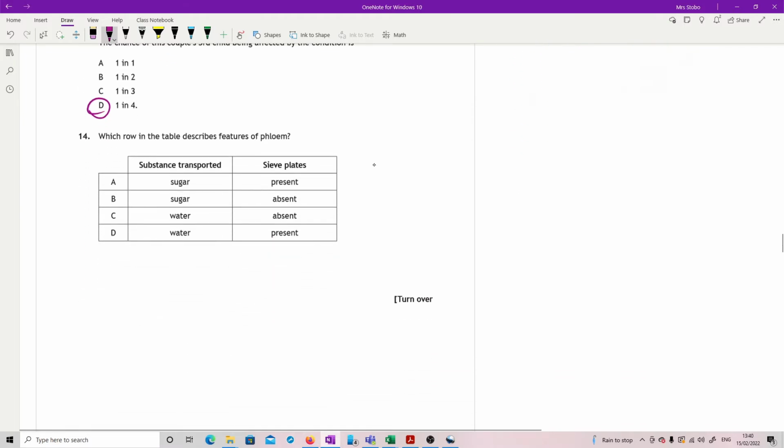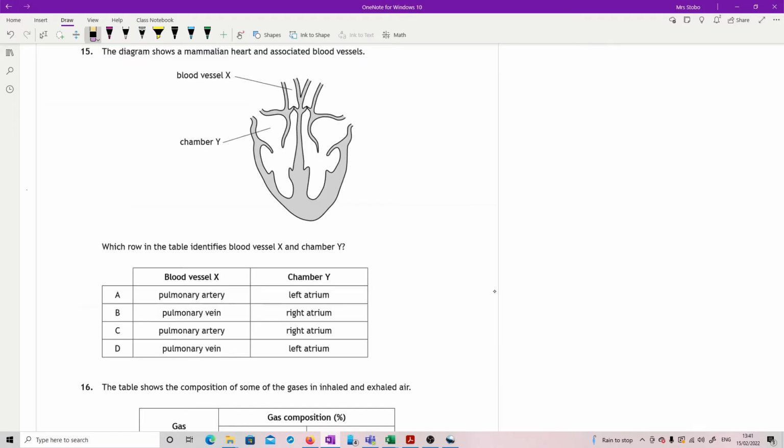Okay. Question 14. Which row in the table describes features of phloem? Phloem is food. So I'm transporting sugar. And you just need to know, okay, that you have sieve plates in phloem. So A. Okay, we've got a mammalian heart and associated blood vessels. And you've got to work out what the chamber is in the blood vessels.